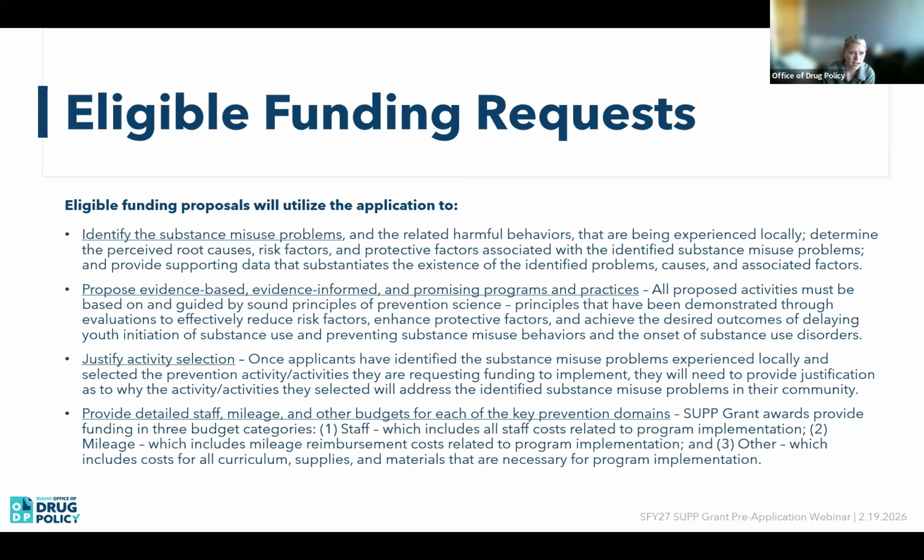And then lastly, you'll provide detailed staff, mileage, and other budgets for each of the key prevention activities that you request funding to implement. So the SUPP grant award provides funding in 3 budget categories. 1 is staff, all staff costs related to the program implementation. 2 is mileage, so any mileage expenses related to program implementation. And 3 is other, so all costs for program supplies, materials, curriculum, any of those things required for program implementation. So you'll have to break out your requested funding in those 3 budgets for each activity that you request funding to implement.